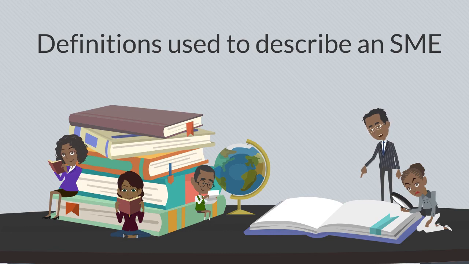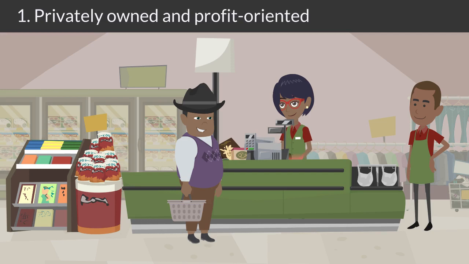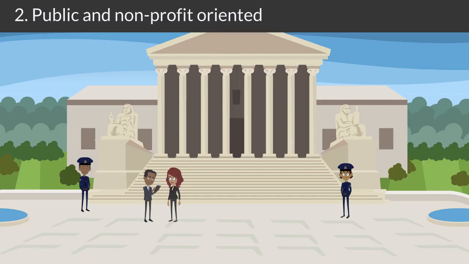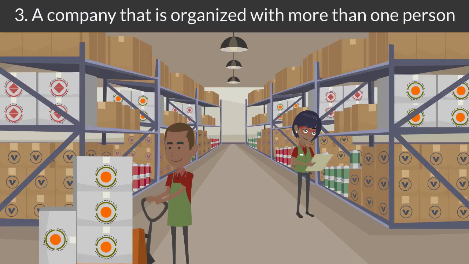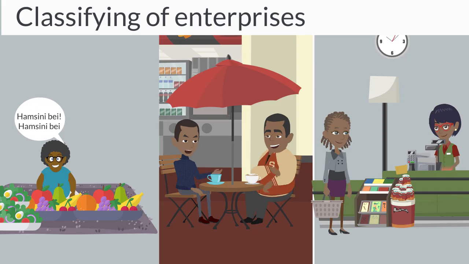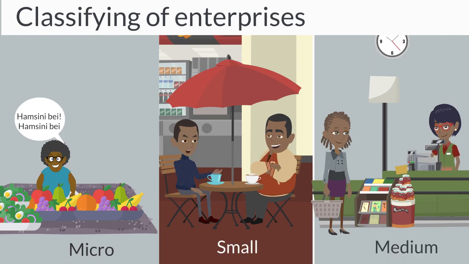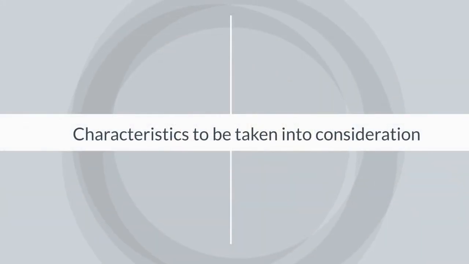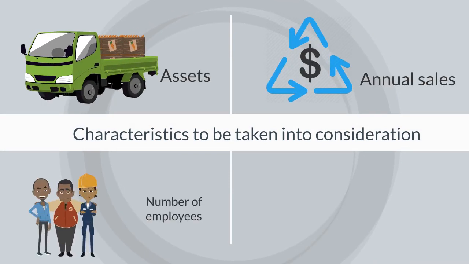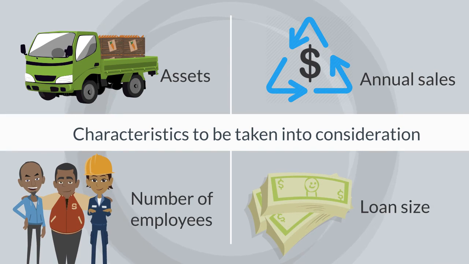An enterprise is a business that may be privately owned and profit-oriented. A firm that can also be public and nonprofit oriented, or a company that is organized with more than one person that combines resources for the production and supply of goods and services. When it comes to classifying enterprises as micro, small, or medium, banks and financial institutions have varying definitions. One may take into consideration business characteristics such as assets, annual sales, number of employees, or rely on the loan size to define a business as either micro, small, or medium.